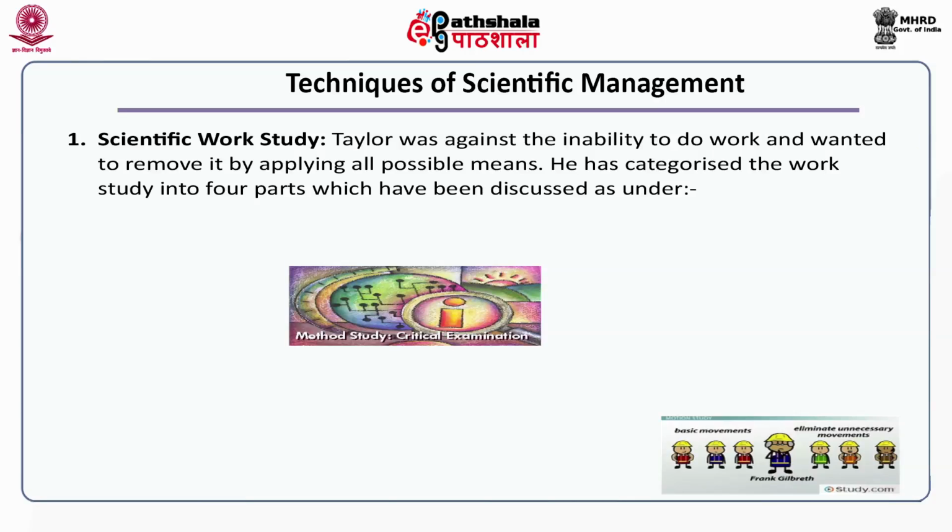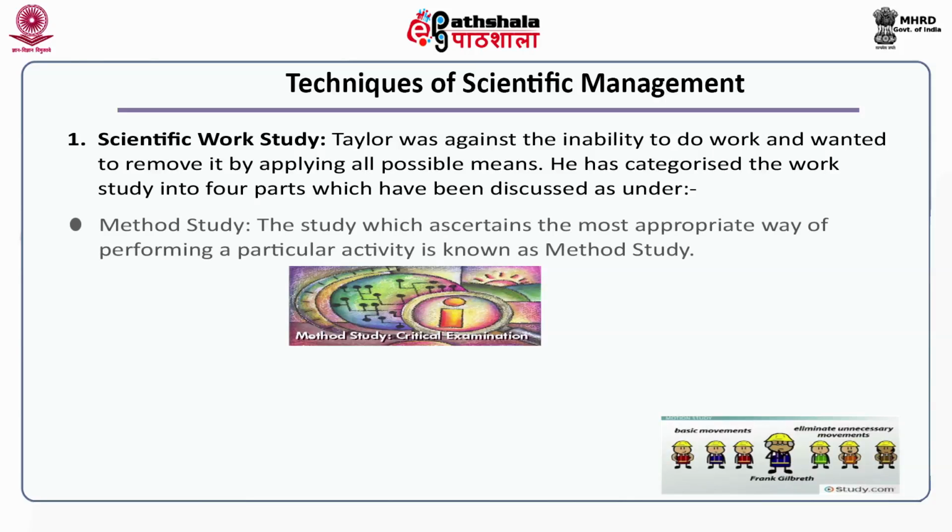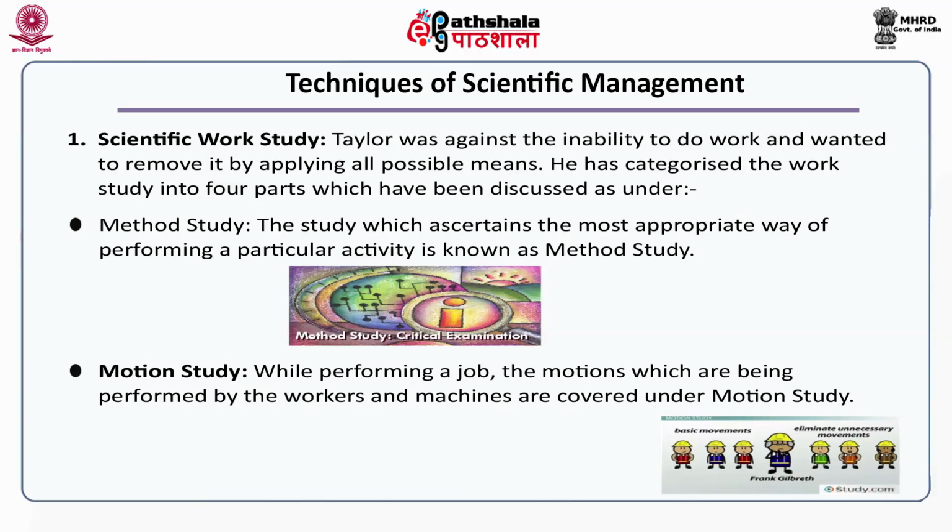By taking these experiments as base, he has categorized the work study into 4 parts, which are: number 1, method study, which says the study which ascertains the most appropriate way of performing a particular activity is known as method study. The techniques which are used in this study are process chart and operation research. Minimization of cost of production and maximization of quality and level of customer satisfaction is the primary objective of the study.